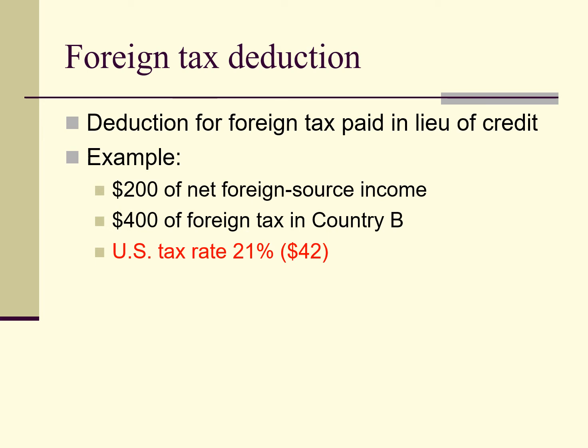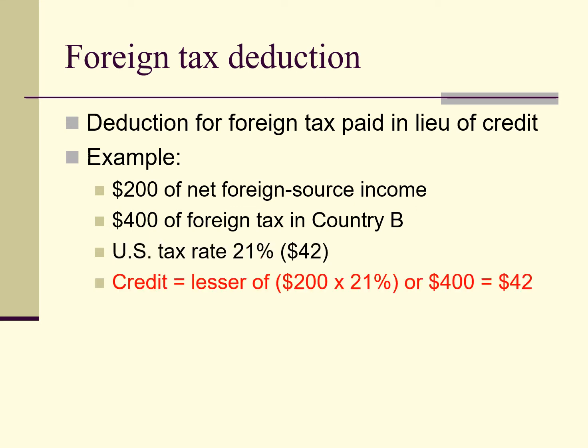As noted earlier, the foreign tax credit is limited to the pre-foreign tax credit U.S. tax paid on the net foreign source income. Assume that the U.S. tax is at a rate of 21%, and the U.S. tax on the net $200 of foreign source income is $42. Accordingly, the foreign tax credit is limited to $42, even though $400 in foreign tax was paid.